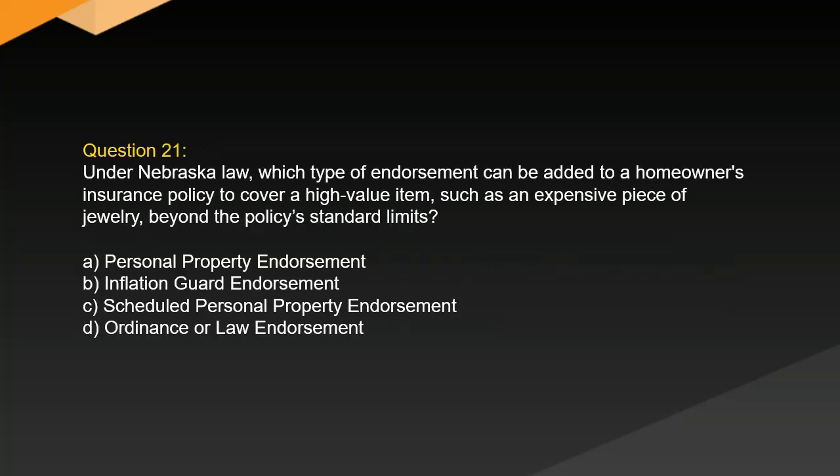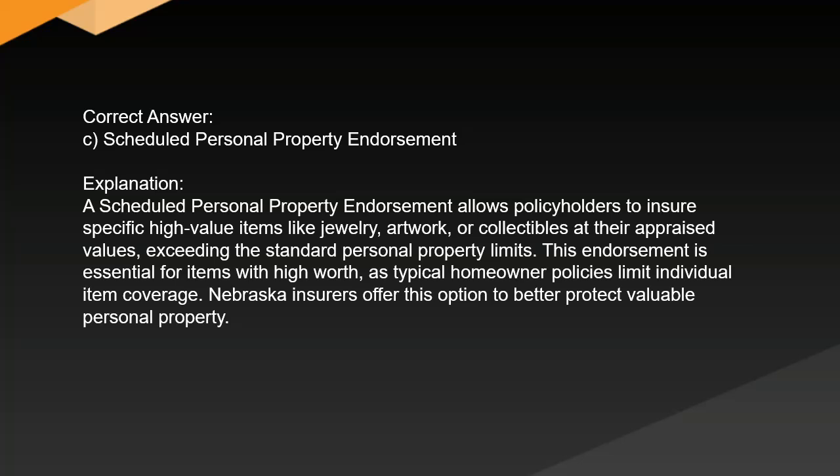Question 21. Under Nebraska law, which type of endorsement can be added to a homeowner's insurance policy to cover a high-value item, such as an expensive piece of jewelry, beyond the policy's standard limits? A. Personal property endorsement. B. Inflation guard endorsement. C. Scheduled personal property endorsement. D. Ordinance or law endorsement. Correct answer. C. Scheduled personal property endorsement.